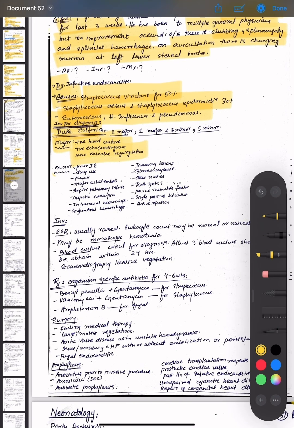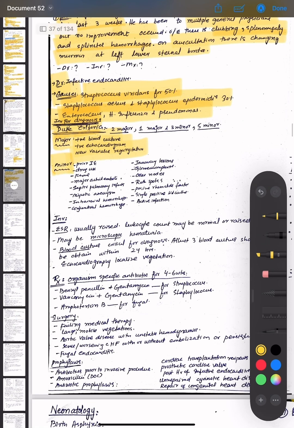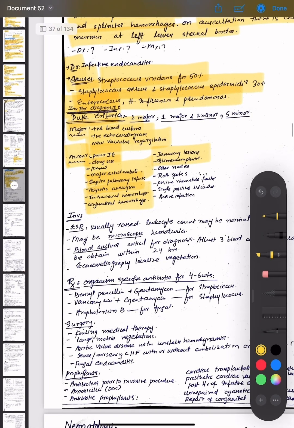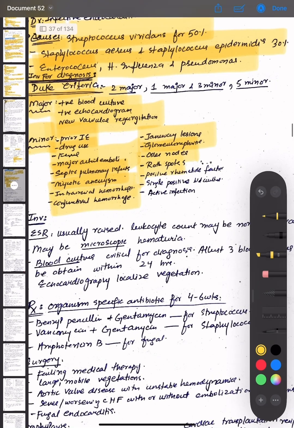The minor criteria are prior infective endocarditis, drug use, fever, major arterial emboli, septic pulmonary events, mycotic aneurysm, intracranial hemorrhage, conjunctival hemorrhage, Janeway lesions, glomerulonephritis, Osler nodes, Roth spots, positive rheumatoid factor, a single positive blood culture, and active infection.